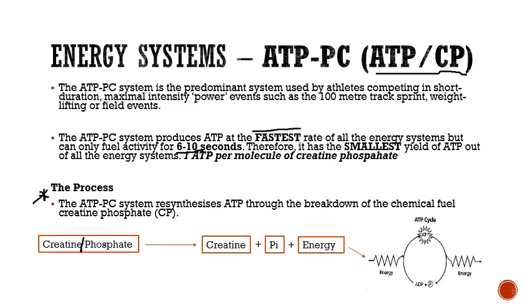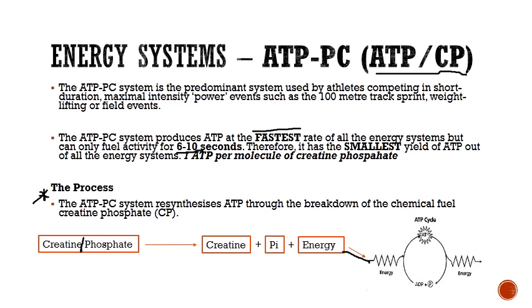That molecule snaps off that phosphate to produce creatine on its own, and then the inorganic phosphate on its own. The bond that we had between the creatine and the phosphate stored energy. So by releasing the phosphate from creatine phosphate, energy is released, and that energy is used to resynthesize ADP plus Pi back into ATP.